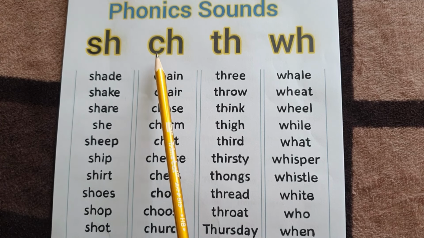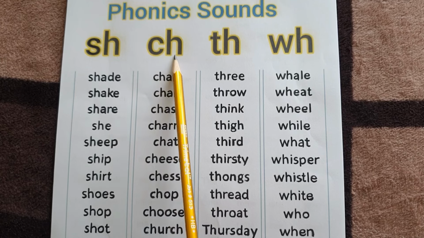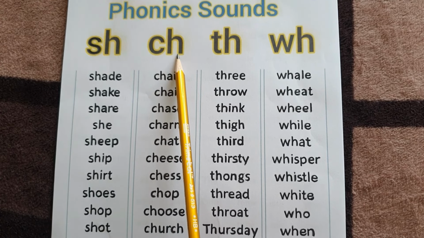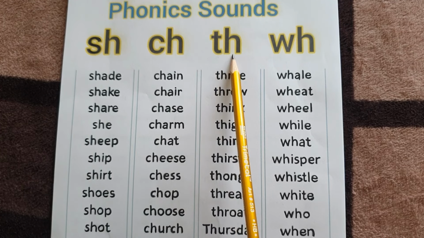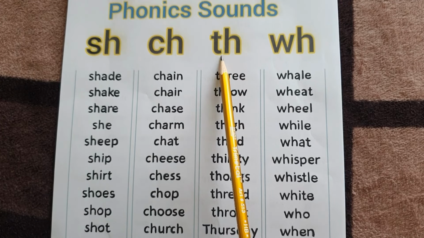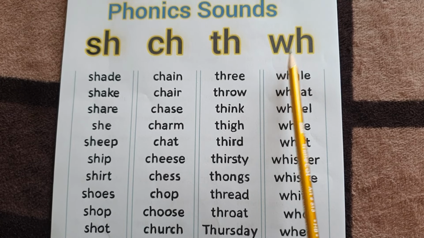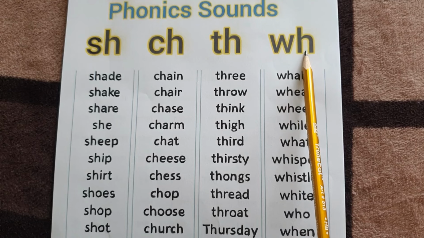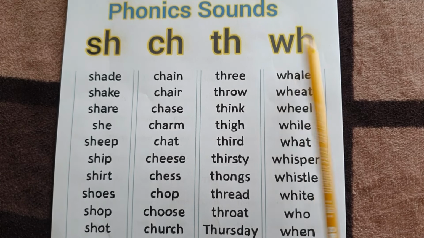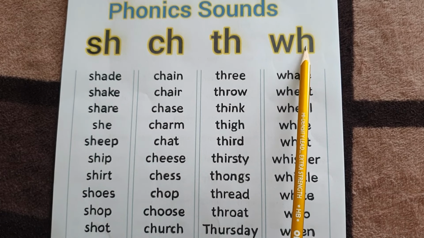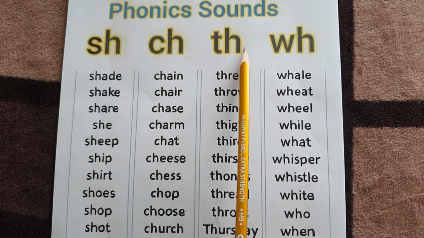And when the letter C and H join together, they make the sound ch. When the letter T and H join together, they make the sound th. When the letter W and H join together, they make the sound wh. So these are digraphs. When two letters join together to make one sound, it is called a digraph.